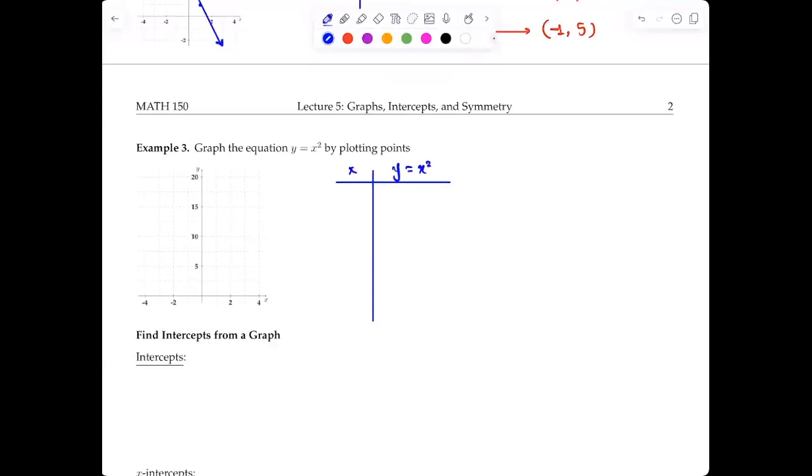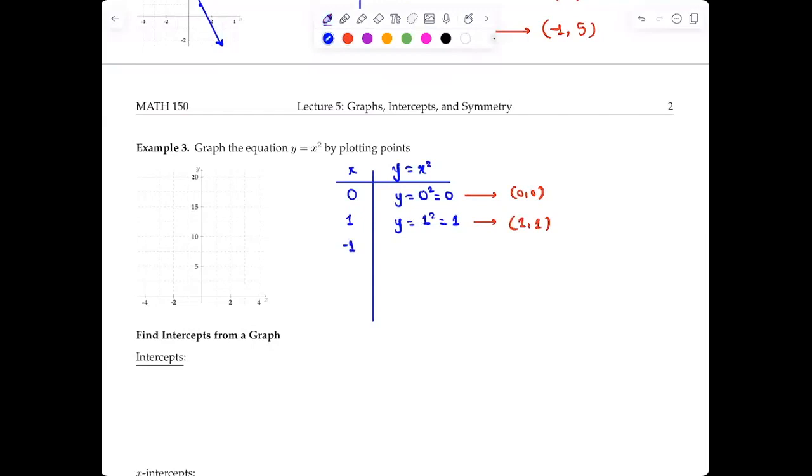I'm going to consider a bunch of points now, starting with x equal to 0, and then I'm going to choose 1, -1, x equal to 2, -2, and 3, -3, and so on and so forth. Okay, so x equal to 0, y equal to 0 squared gives me 0 as well. X equal to 1, y equal to 1 squared, or +1. So now I have 2 points: 0, 0 and 1, 1.